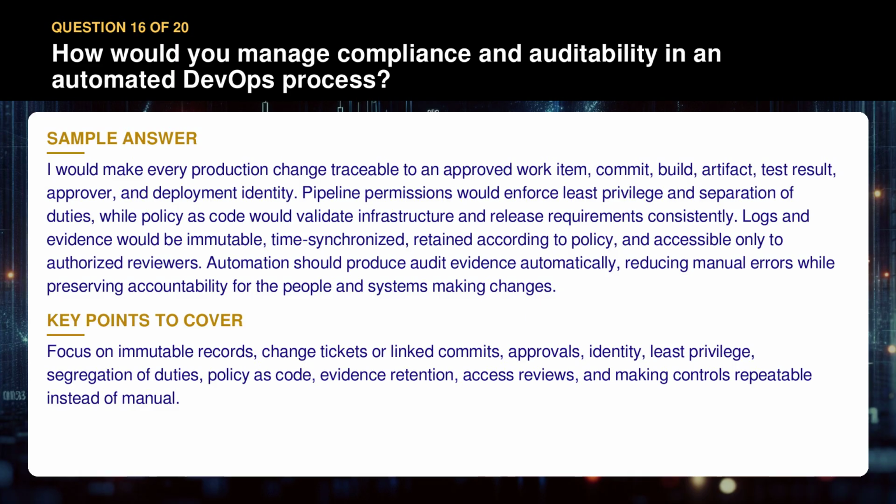Focus on immutable records, change tickets or linked commits, approvals, identity, least privilege, segregation of duties, policy as code, evidence retention, access reviews, and making controls repeatable instead of manual.